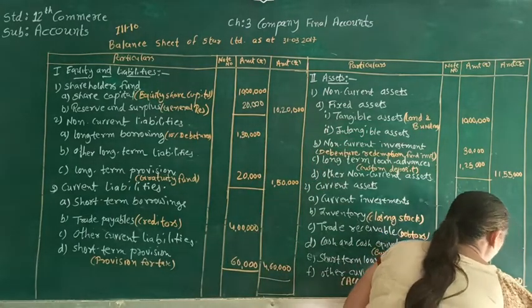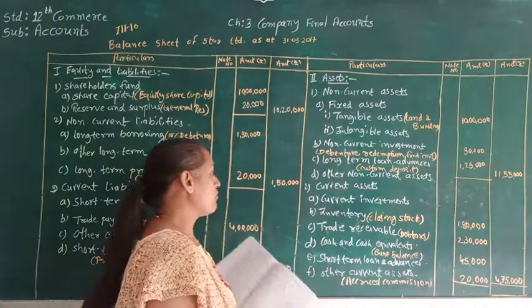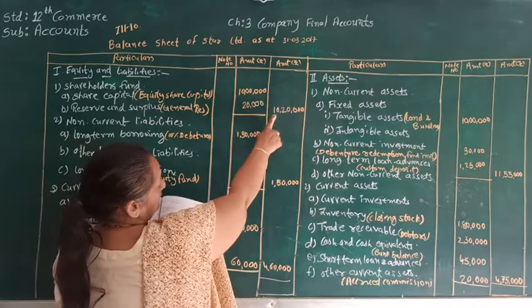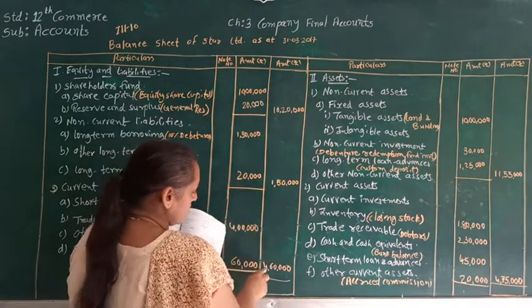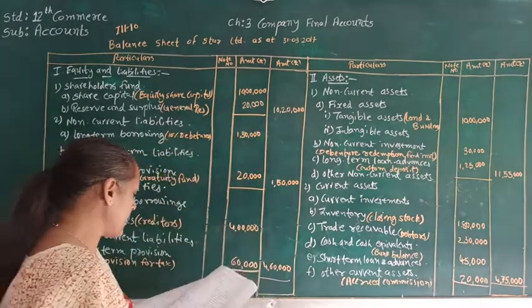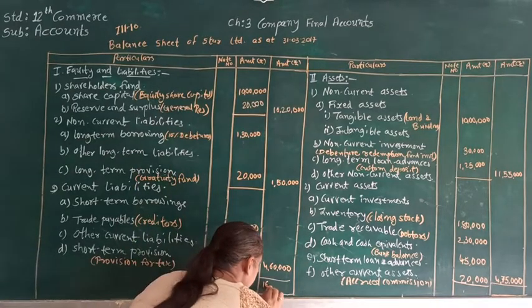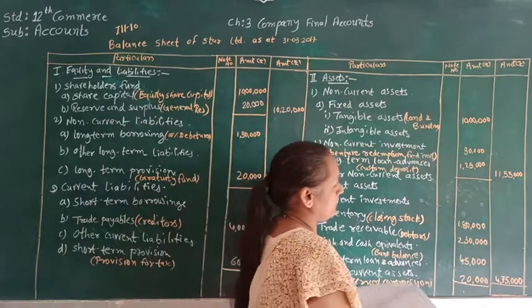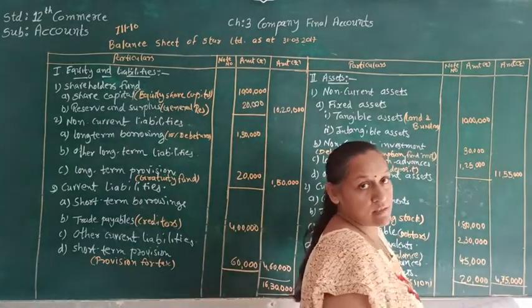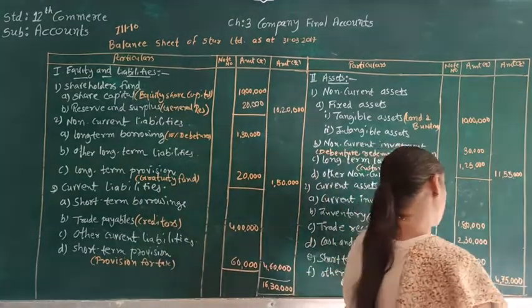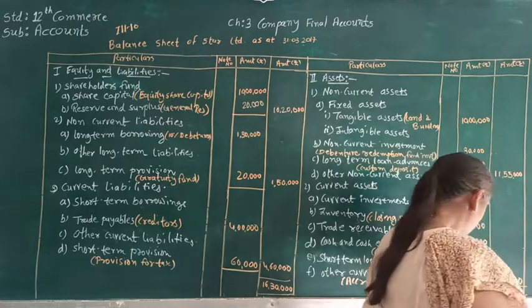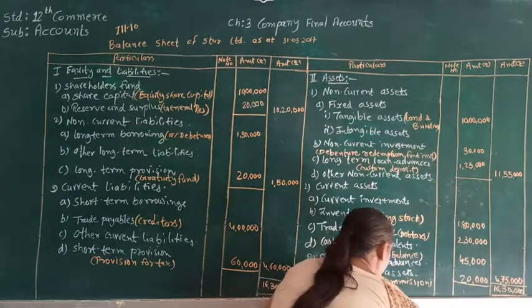Now let's make the total of both sides. If we make the total of both sides, it must be identical. So here 10,20,000, 1,50,000 and 4,60,000. The total of them will be 16,30,000. And here 1,55,000 plus 4,75,000. So that will again be 16,30,000. So here both side totals are identical.